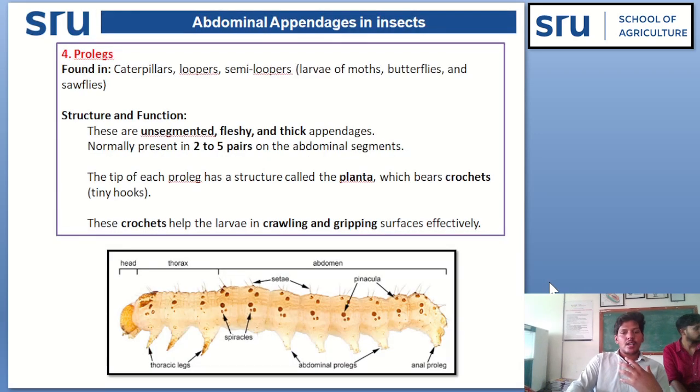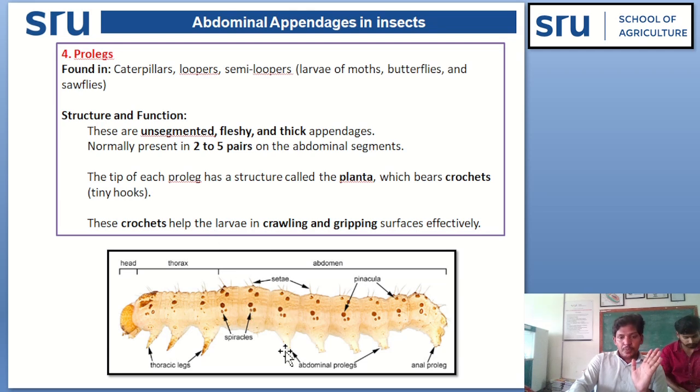And next, abdominal appendage in the immature stage of winged insects is the prolegs. See, these are the true legs and these are the prolegs. These prolegs are there in caterpillars, loopers, semi-loopers, and in sawfly larvae also. So see here structure and function. These are unsegmented, fleshy and thick appendages, normally present 2 to 5 pairs on the abdominal segments. Here, 1, 2, 3, 4, 5 pairs are there.